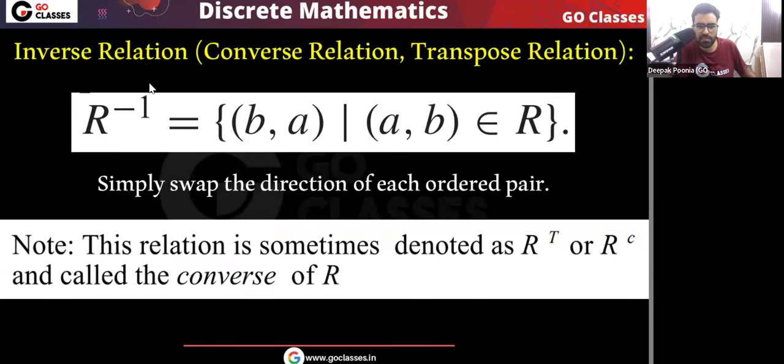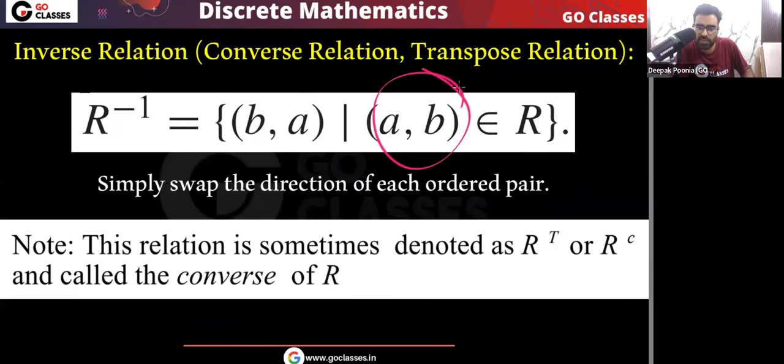Let me tell you the definition. R inverse for any relation R. How to find the inverse relation? So inverse relation will be basically BA such that AB belongs to R. Means from relation R, if you want to find R inverse, then what you do? Just swap the elements in every ordered pair of R. Simply swap the direction of every ordered pair in R. Means in R, if you have AB, then in R inverse, you will have BA.